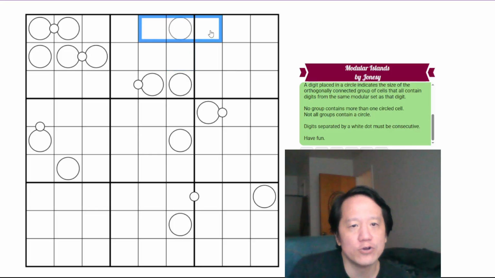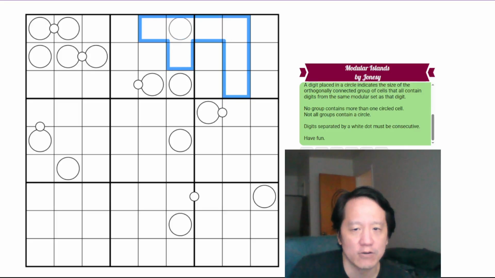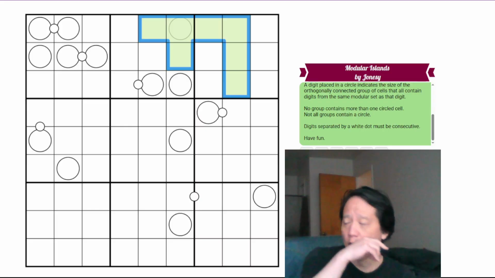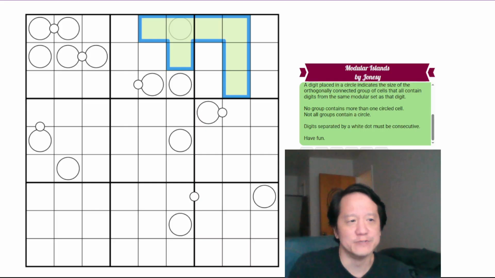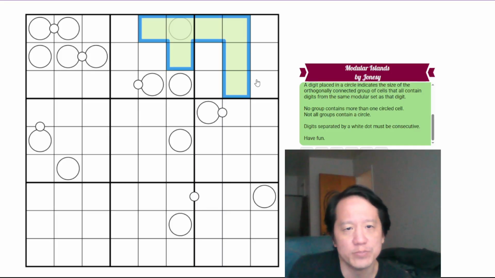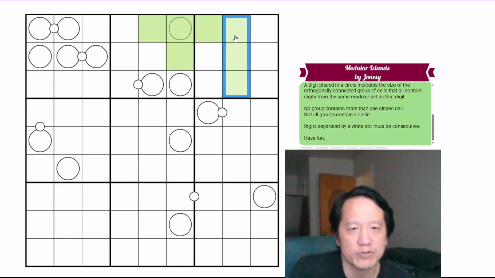It's a group where you can go from any cell in that group to any other cell in that group just by going through edges, all while staying within that group. So as an example, you could have something like an orthogonally connected group like this.